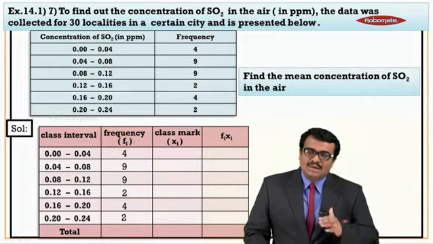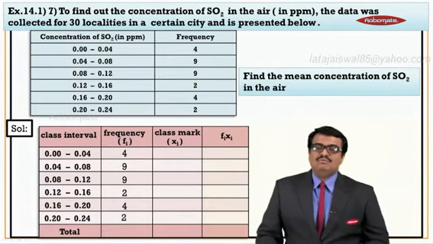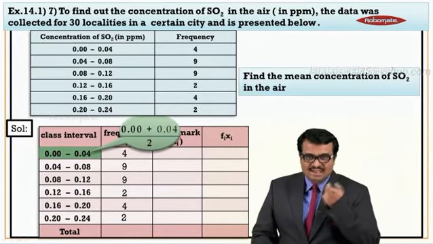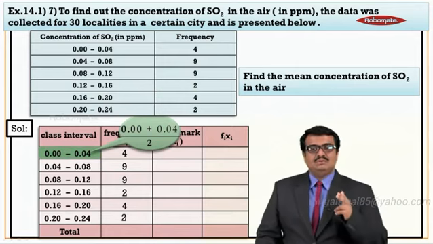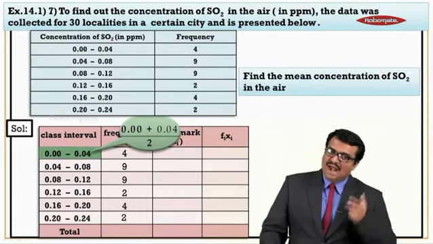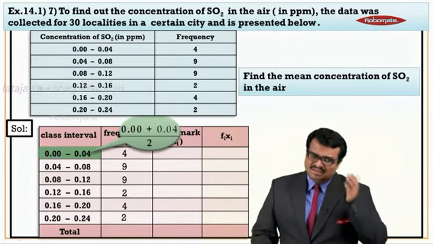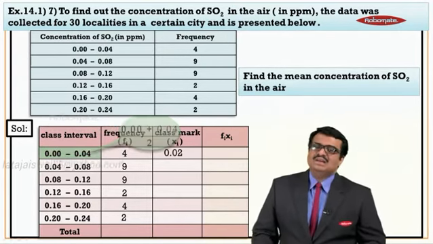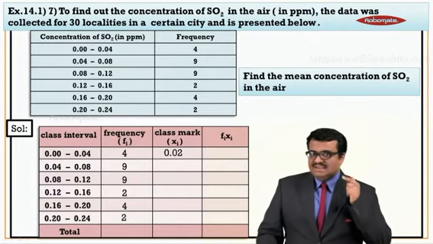Now coming to class mark Xi. What is class mark? Midpoint of a class. How do you find midpoint of a class? Add the limits and divide by 2. What are the limits of the first class? 0.00 to 0.04. So add the limits and divide by 2 means 0.00 plus 0.04 means 0.04 upon 2, it will be 0.02. And once you have found the first one, no need to find like this for all.